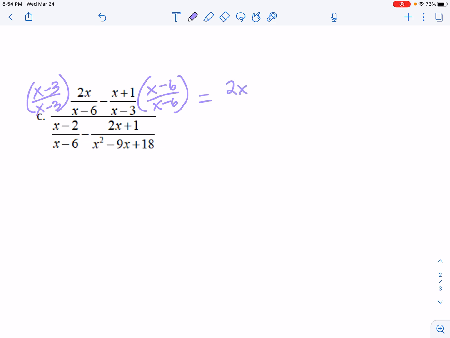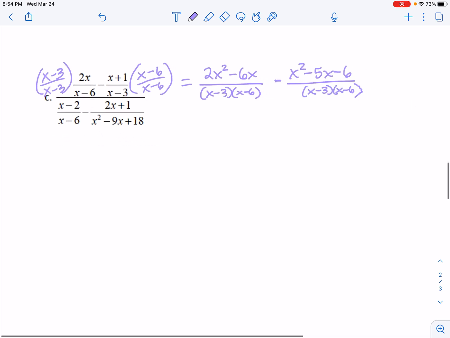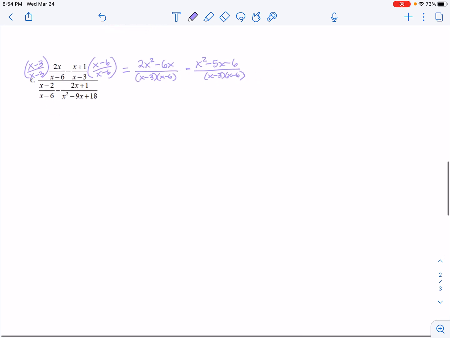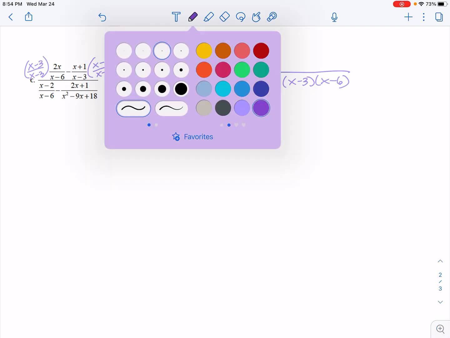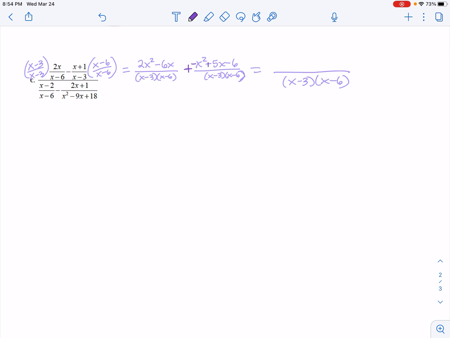I have 2x squared minus 6x over x minus 3, x minus 6, minus, if I FOIL this out, that's going to give me x squared minus 6x plus 1x is a negative 5x, and then minus 6 over x minus 3, x minus 6. And then what I would do there is I would simplify my numerator. So then I have that common denominator, x minus 3, x minus 6. Remember, I'm subtracting this whole entire thing. So instead of distributing that negative, I can really just add and then take all the opposites.